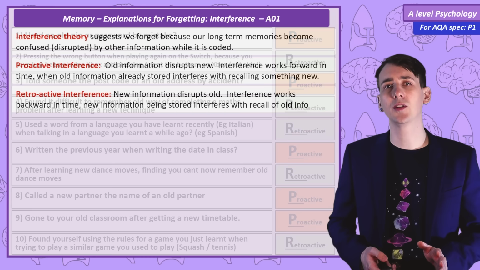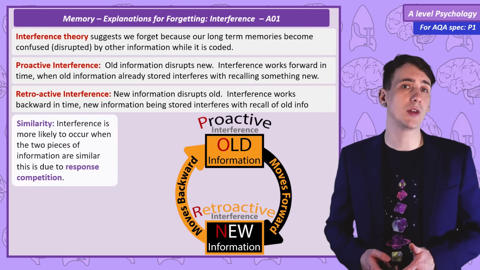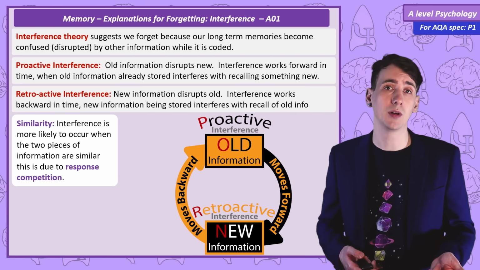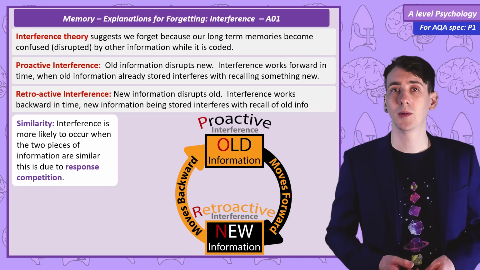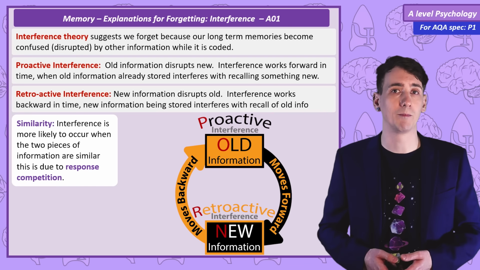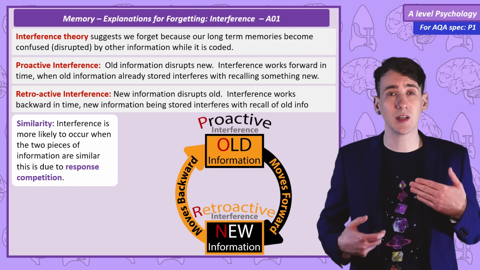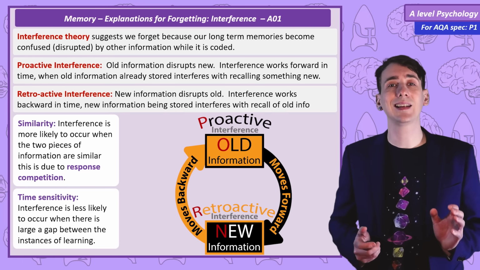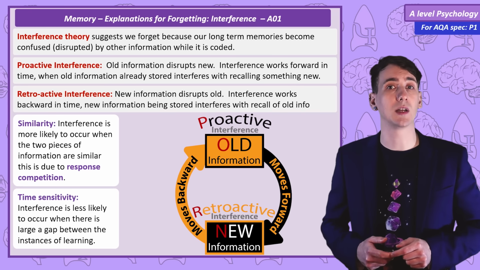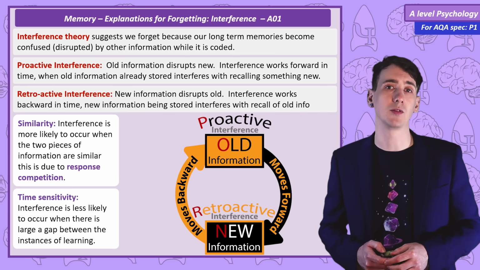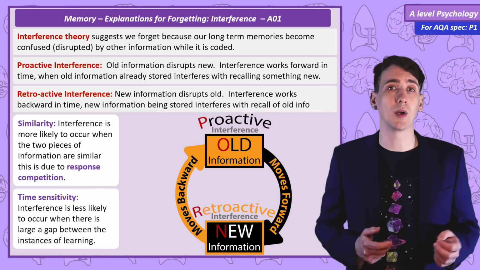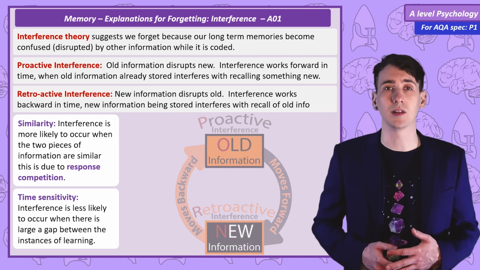2 things that make interference more likely. Firstly, how similar the 2 pieces of information are. So you're more likely to have interference between a phone number and another phone number than, say, a phone number and a postcode. And we'd say that's because the 2 sets of information are similar, and this creates response competition. Both sets of information are there, but it's difficult to choose between them. Secondly, time sensitivity. Interference is more likely to happen if there's a small time difference between when you first learnt both sets of information. And of course, the reverse is true. The larger the time gap between learning both bits of information, the less likely interference is to happen.